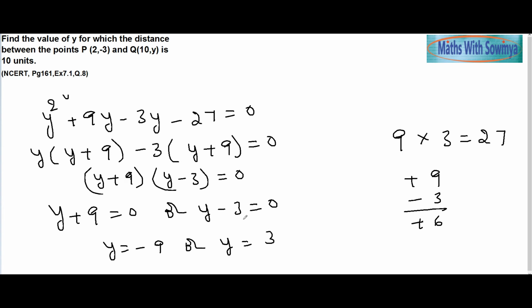Because it's a quadratic, we get two values. So you write both the values: y is equal to minus 9 or y is equal to plus 3.